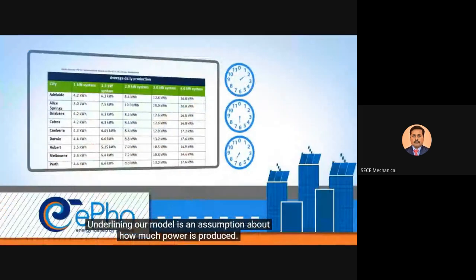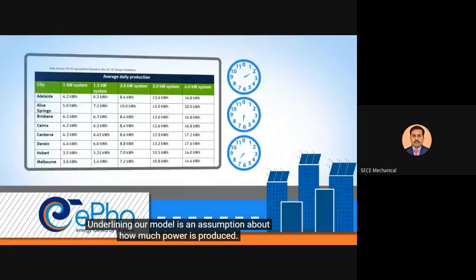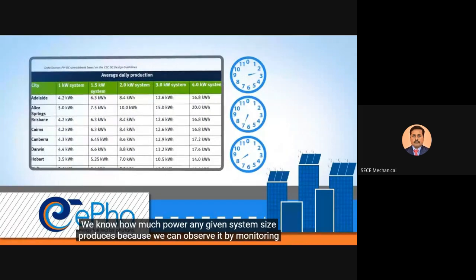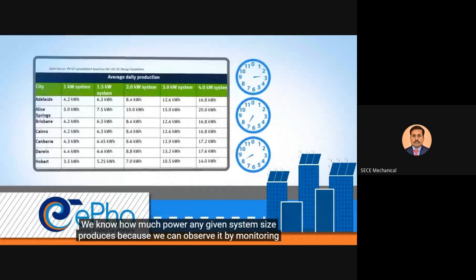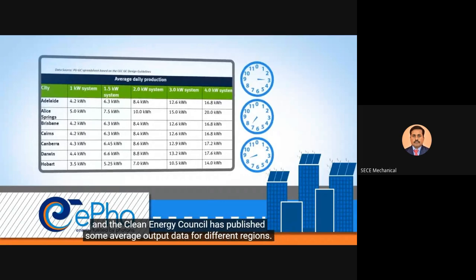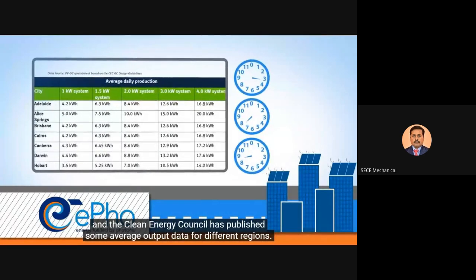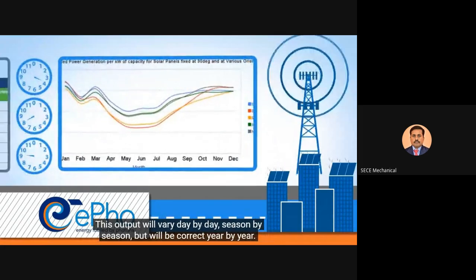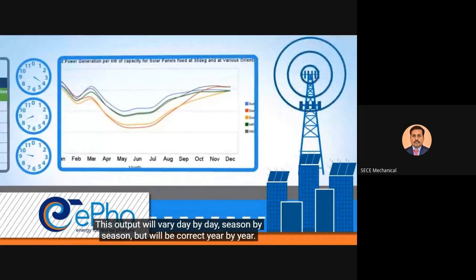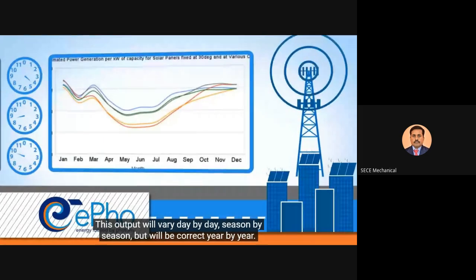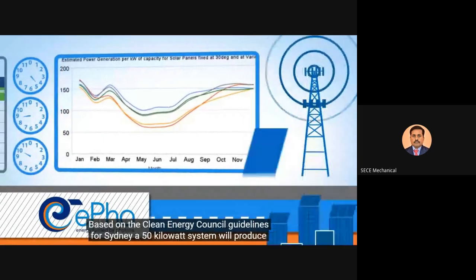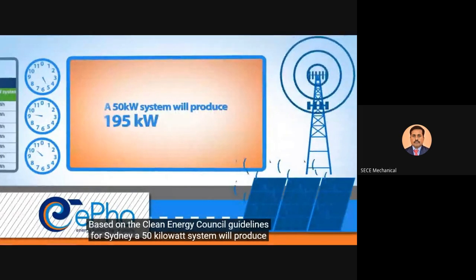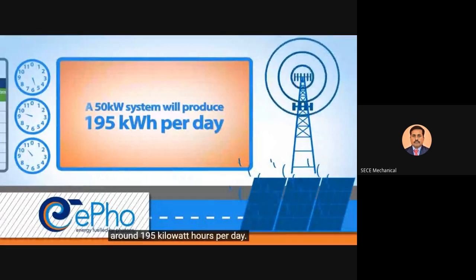Underlying our model is an assumption about how much power is produced. We know how much power any given system size produces because we can observe it by monitoring, and the Clean Energy Council has published some average output data for different regions. This output will vary day by day, season by season, but will be correct year by year. Based on the Clean Energy Council guidelines for Sydney, a 50 kilowatt system will produce around 195 kilowatt hours per day.